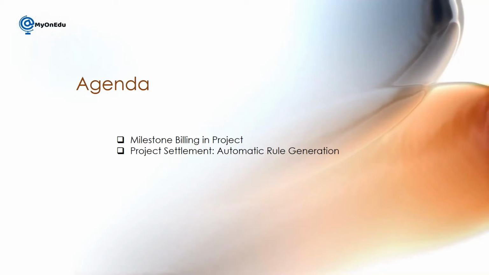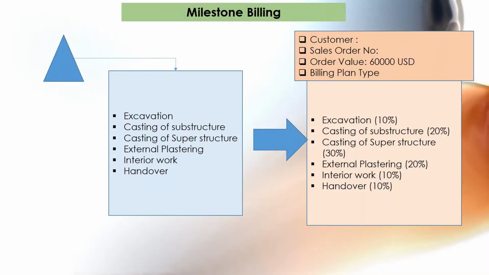And in this project settlement automatic rule generation, I will explain how you can generate a settlement rule automatically. This requirement generally comes in overhead projects or in customer projects. So I have taken one scenario of an overhead project and I will explain this process also. Milestone billing in project, in which case is it generally required?